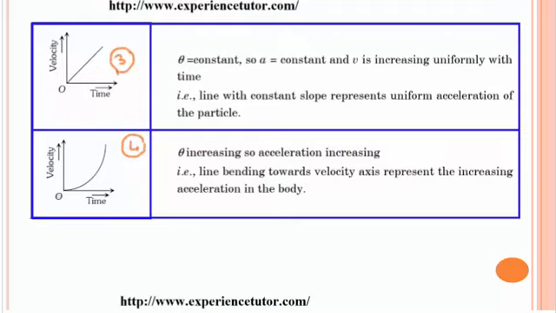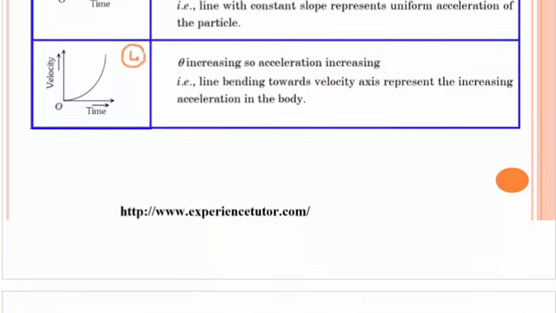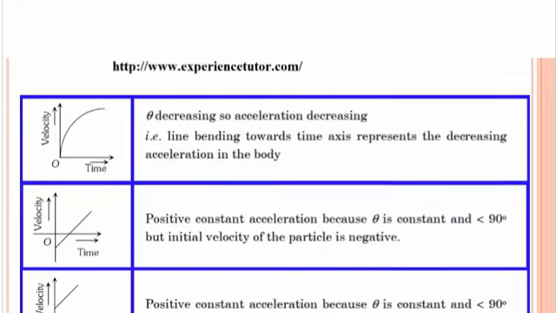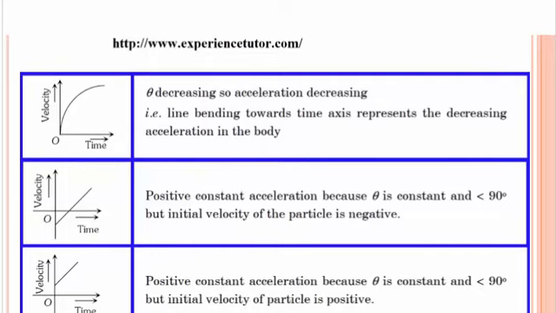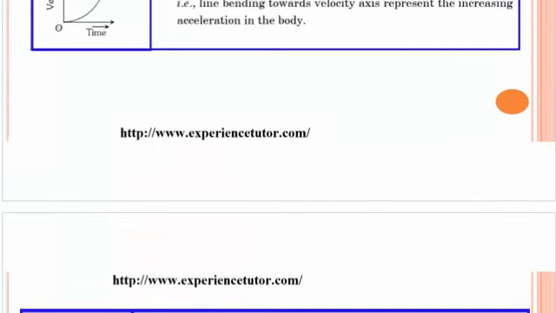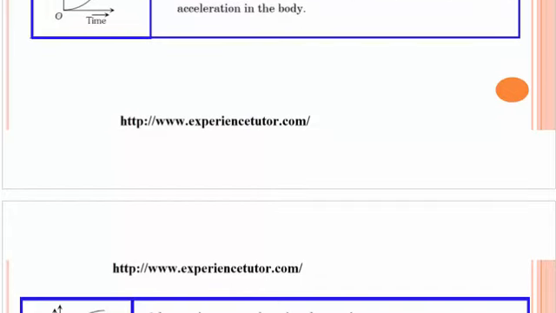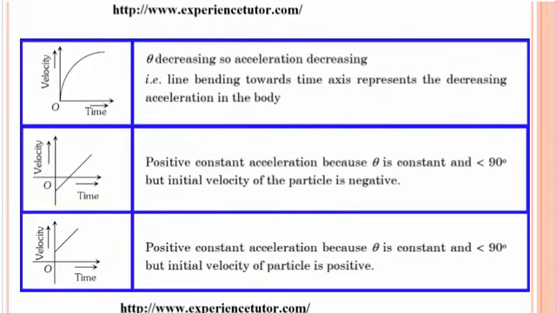In the next graph, we can see theta is decreasing, so acceleration is decreasing. That is, a line bending towards the time axis represents decreasing acceleration in the body.